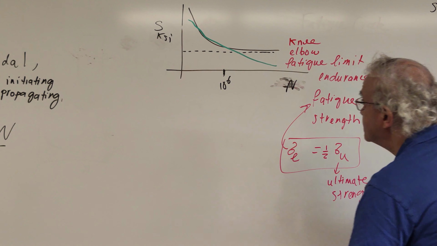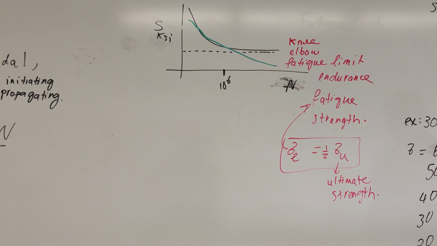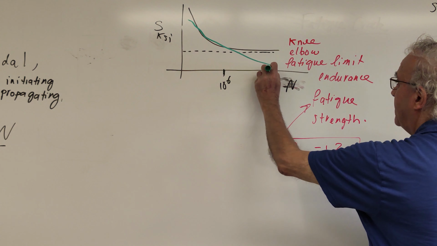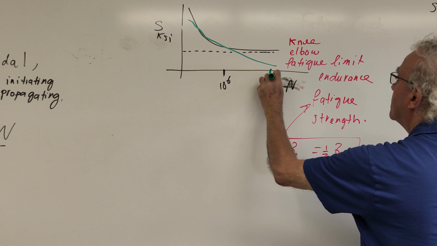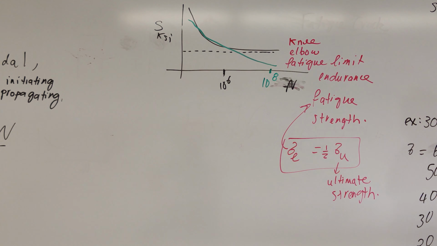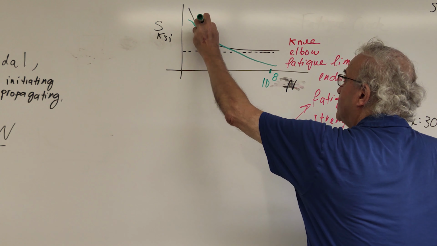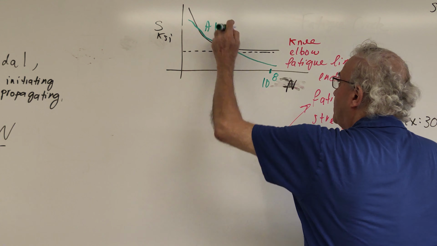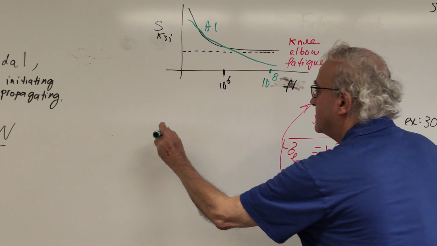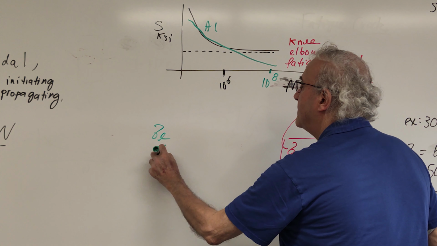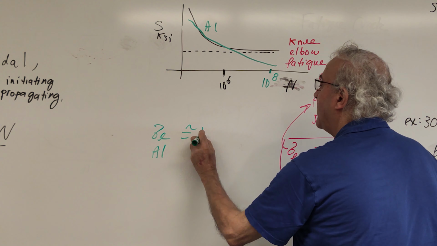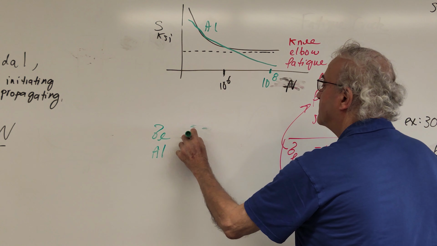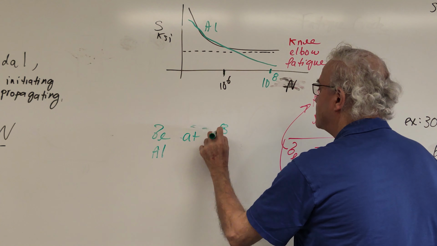Now for aluminum, since we don't have that knee or elbow, we define the endurance limit at 10 to the power 8 cycles. So sigma E in aluminum is at 10 to the power 8 cycles.